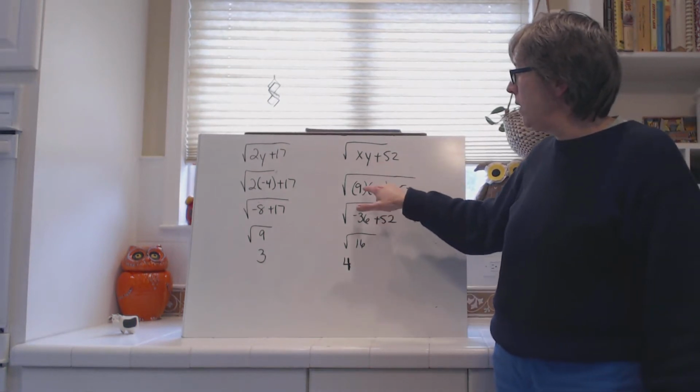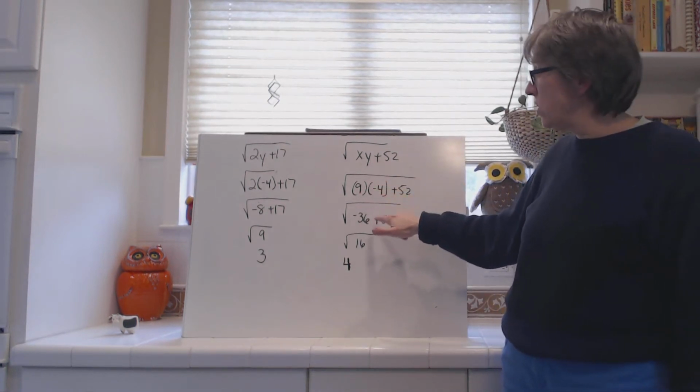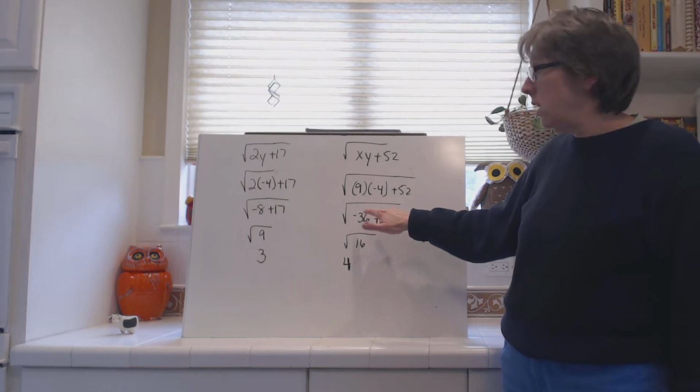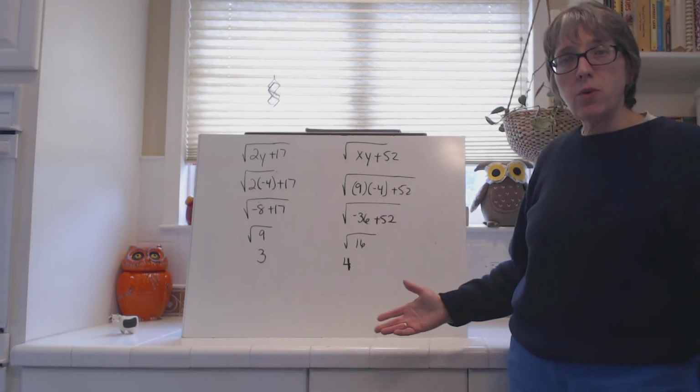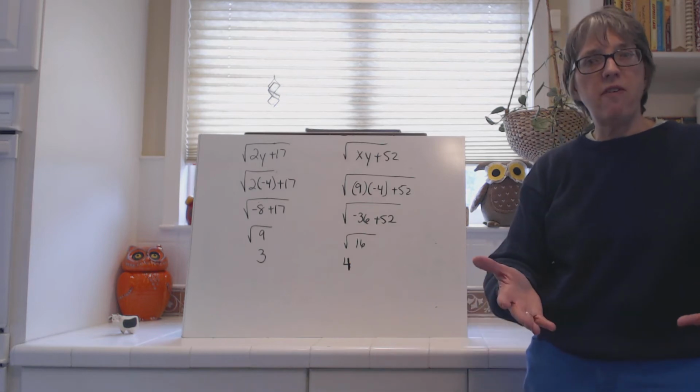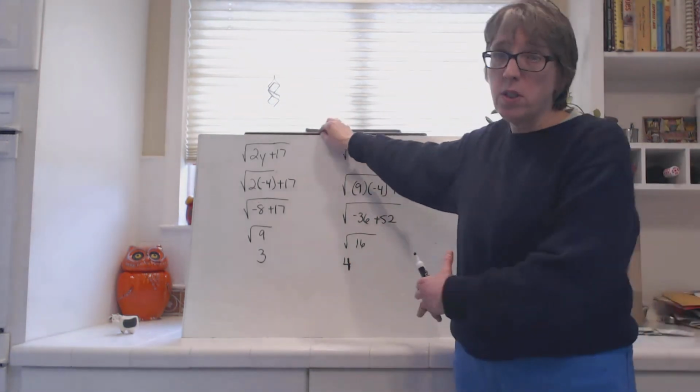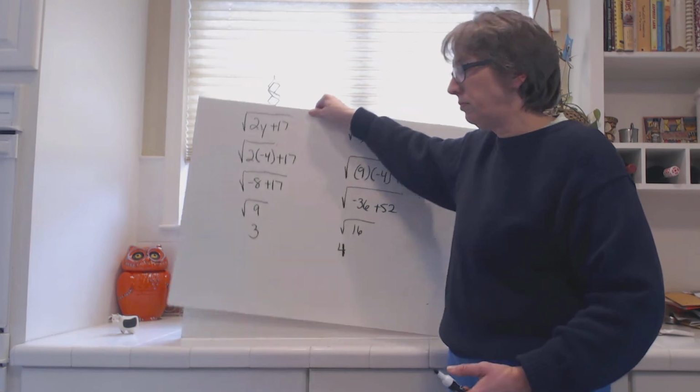Here, xy becomes 9 times -4, which is -36. And -36 plus 52 is 16. And the square root of 16 is 4. So hopefully you did well on those. This is what we're going to be working on in class tomorrow.